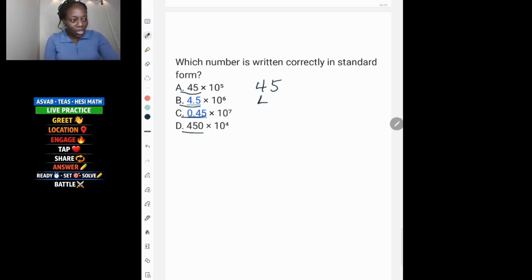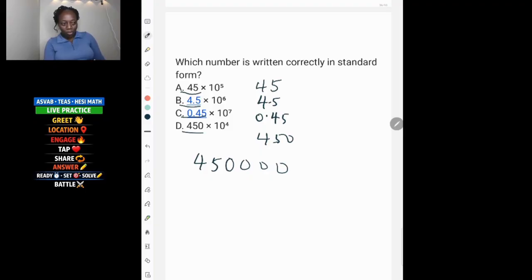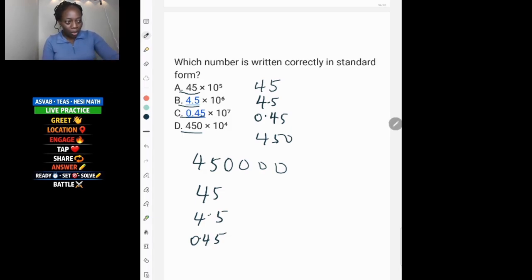So will it be 4.5 or 0.45 or 450? Which one will this be? We have 450000. How do we convert it to standard form? Will you say 45 or 4.5 or 0.45 or how? B is the correct answer, because standard form has to be a one digit number followed by a point, then another number. If there's another number there, then we multiply by the power, the exponential.